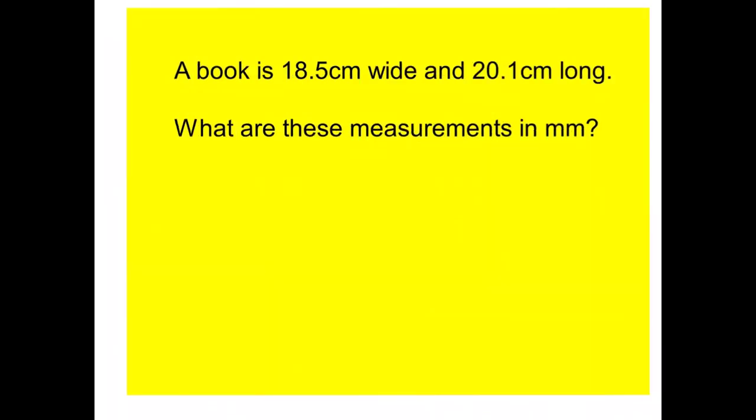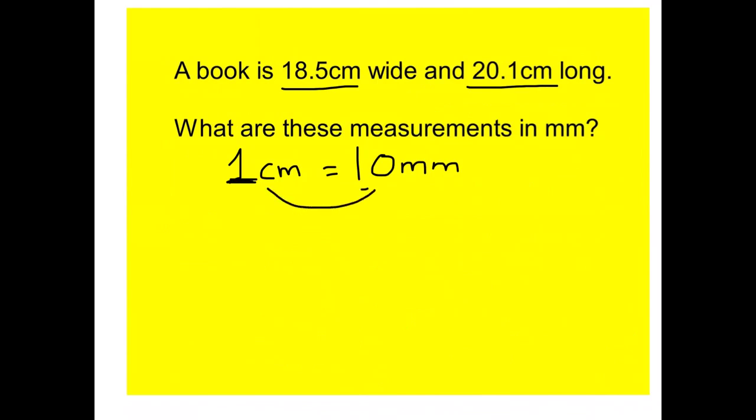A book is 18.5 centimeters wide and 20.1 centimeters long. What are these measurements in millimeters? Again, the question is testing our knowledge to convert lengths. This time, centimeters into millimeters. So 1 centimeter is 10 millimeters. So if I'm going from centimeters to millimeters, I'm multiplying it by 10.